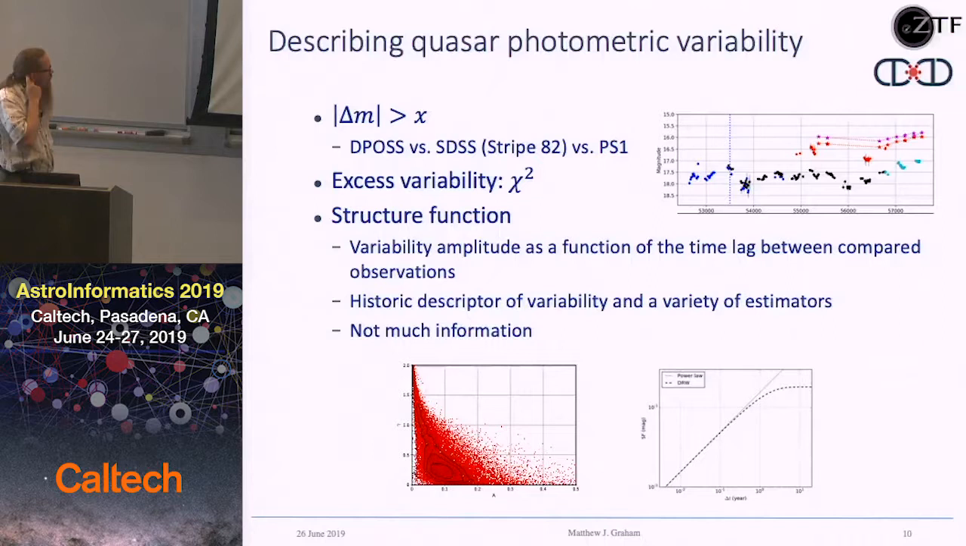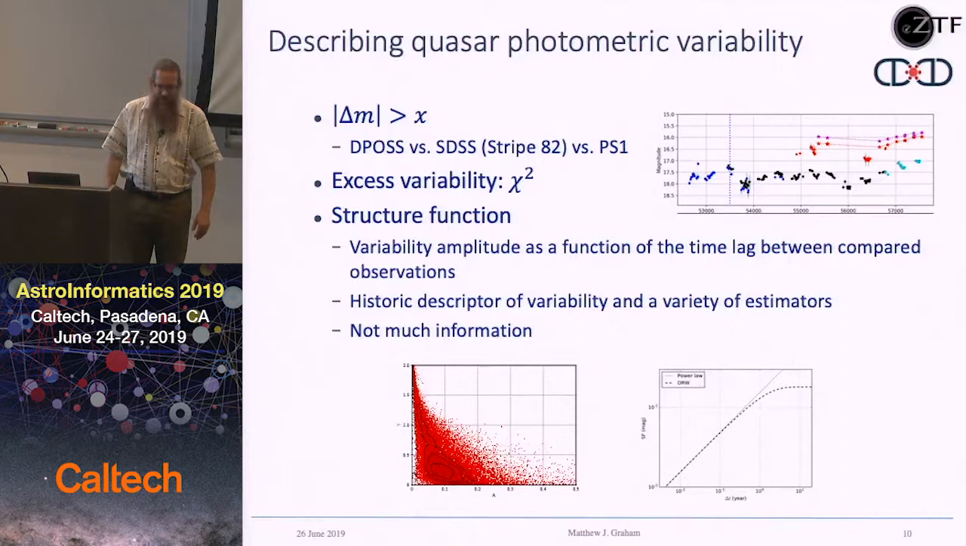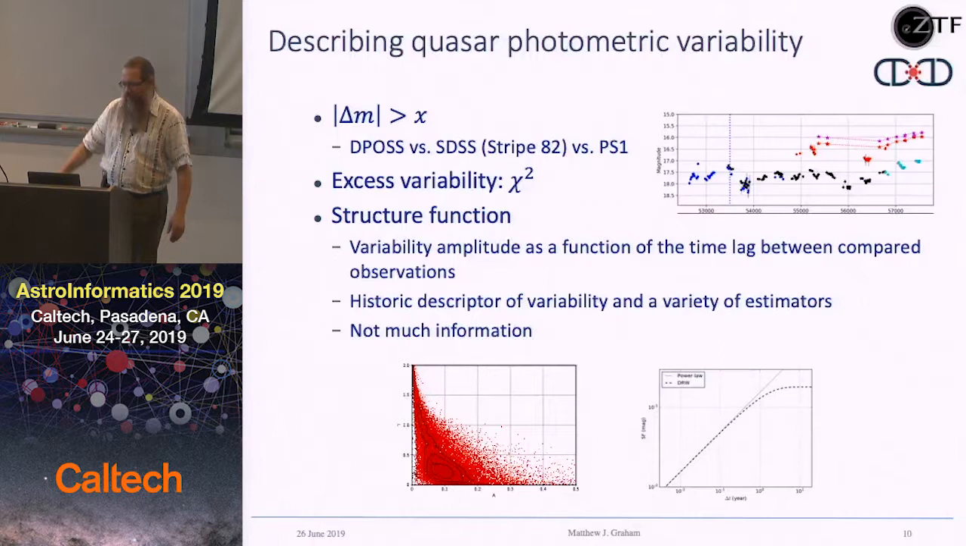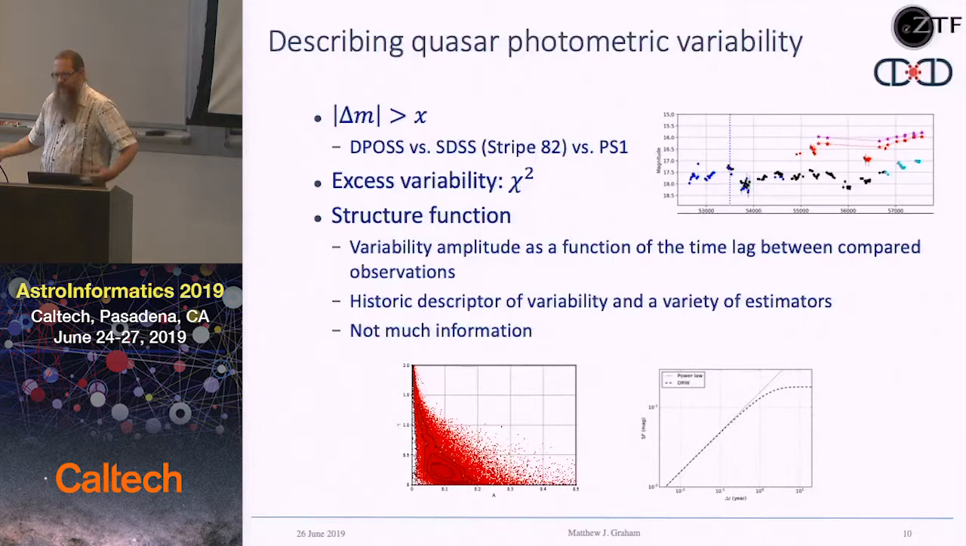So there's a relatively long history of trying to model quasar variability or describe it statistically. The simplest form is you just say the magnitude is going to be greater than some limit of size X, and you do that by taking DPOSS from the 1980s or 1970s data and comparing it to Sloan 30 years later and Pan-STARRS 10 years later, and saying we can say that quasars vary by a few tenths of a magnitude over a few years. And you go, well, that's really useful. I can use that to maybe find those really extreme ones, but nothing more meaningful. Maybe I can look at excess variability. Not really. The structure function gives me some information. Not much, really. There are problems with the descriptors and the estimators in the literature.